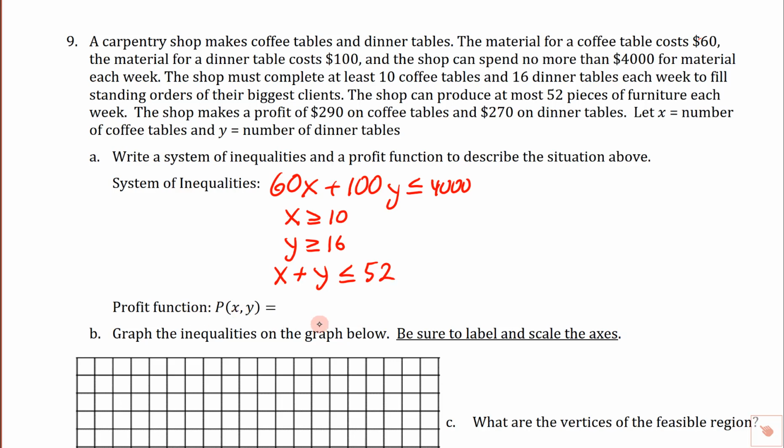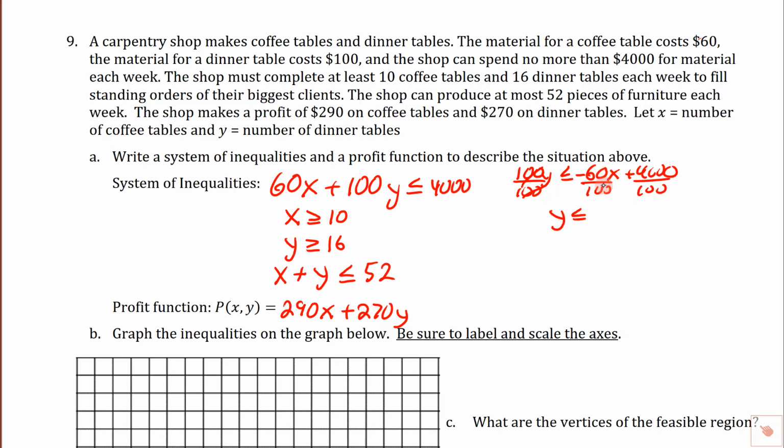All right, now we've got a profit function right here, so let's write down what that is. We're going to have 290 times each one of the coffee tables that they make, plus $270 times each one of the dinner tables that they make. Now we're going to move this around a little bit so we can graph these more easily. The first thing I'm going to do is subtract 60x from this. So this is going to be 100y less than or equal to negative 60x, plus 4,000. We're going to divide by 100.